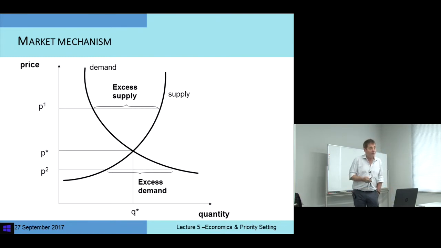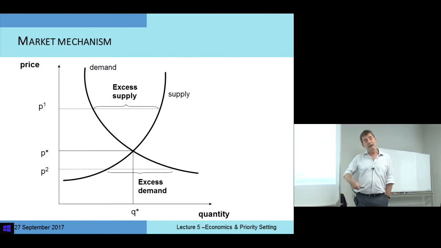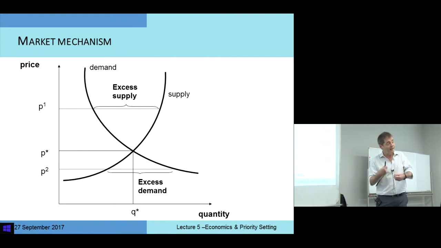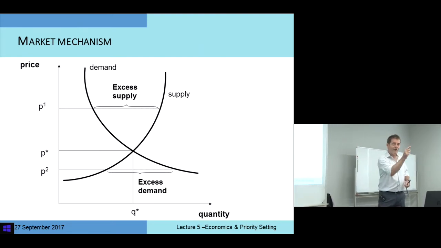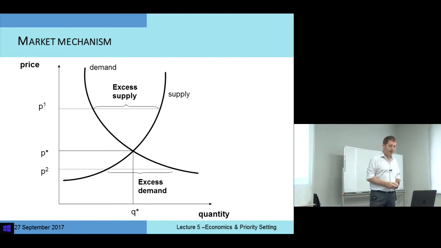Okay, so this is how a market works. If we've got excess supply or excess demand, we expect the signal that people get will help us move back towards the equilibrium, where at the price, quantity demanded equals quantity supplied.